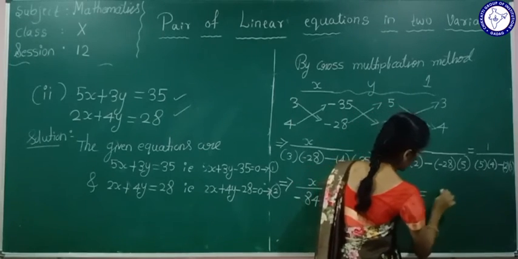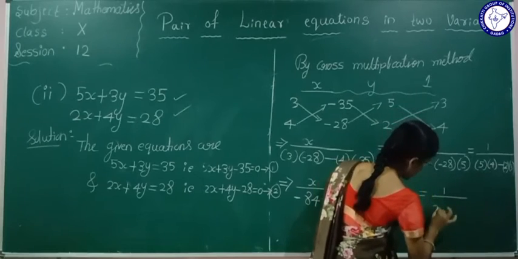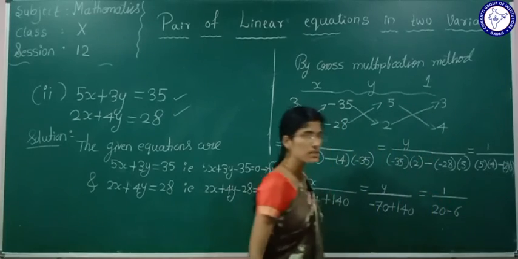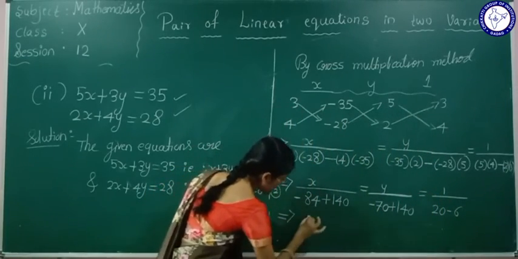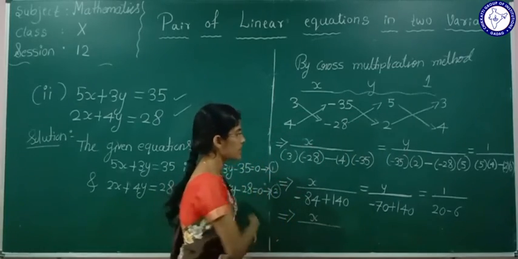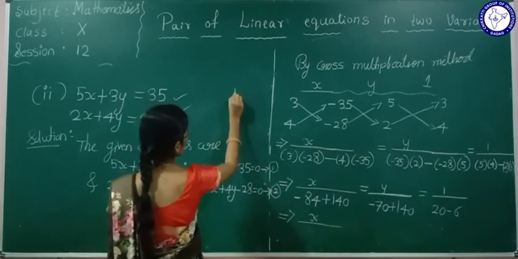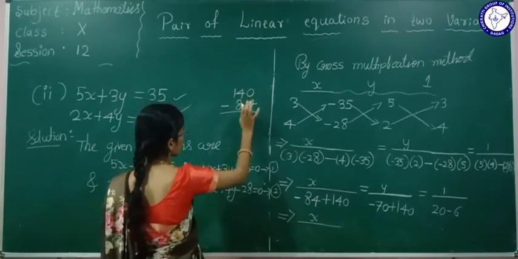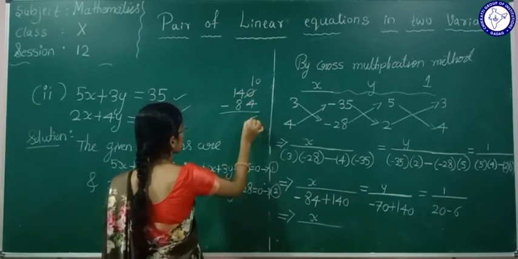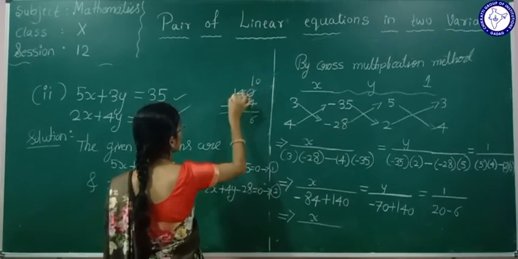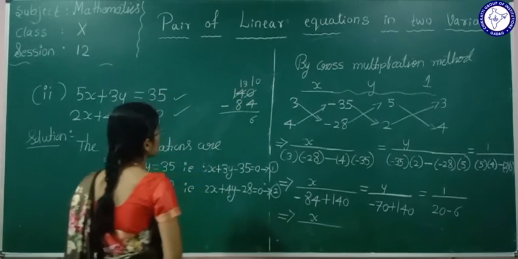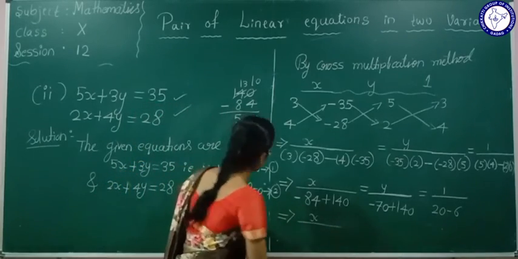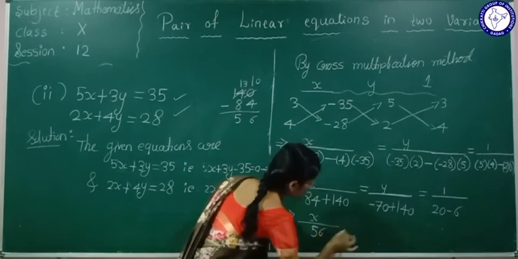Is equal to 1 divided by, what is 5 fours? 5 fours are 20. Here minus. What is 2 threes? 2 threes are 6. So this implies x divided by, what is minus 84 plus 140, that is 140 minus 84. Here 0 minus 4 won't work, now this will become 10. 10 minus 4 is 6. It will become here 13. 13 minus 8 is 5. Yes, that is nothing but 56 is equal to y.